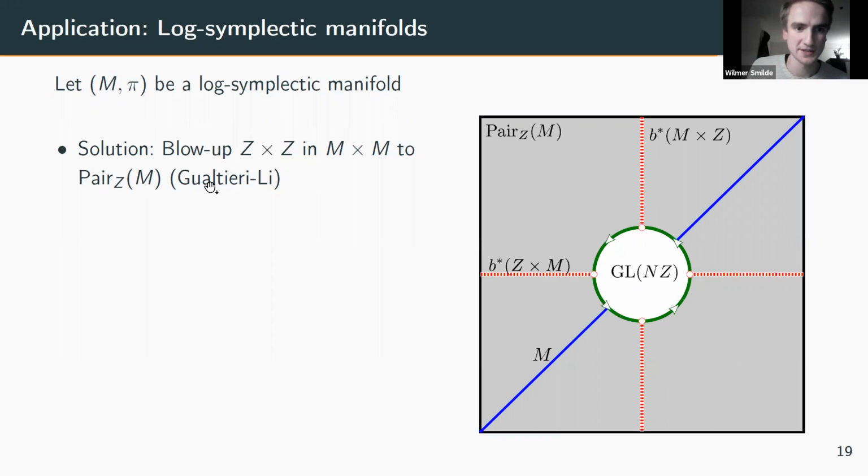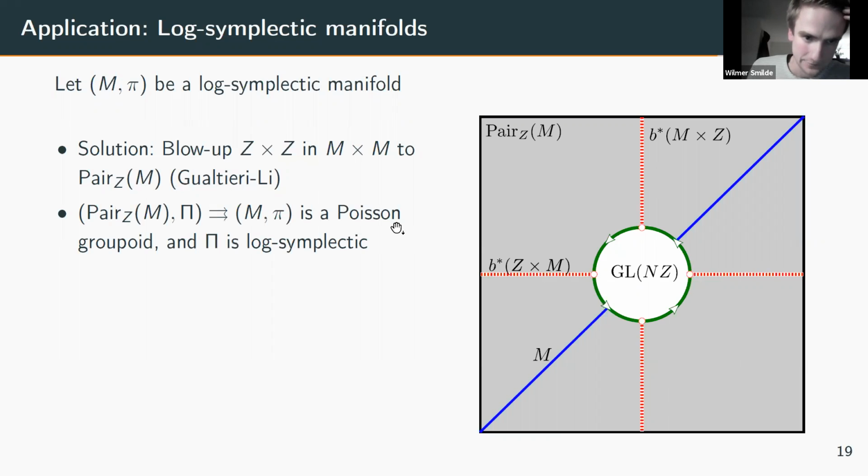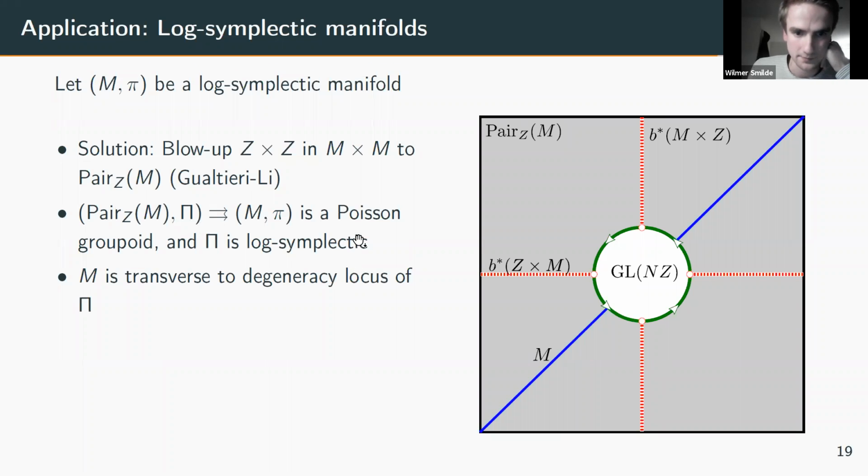So this construction was considered by Gualtieri-Li in the paper on symplectic groupoids of log-symplectic manifolds. There they deduced that this log pair groupoid is a Poisson groupoid, and the induced Poisson structure is in fact log-symplectic. The space of units in this case maps to the degenerate locus of pi, and the degenerate locus of pi is exactly the green circle you see over here.